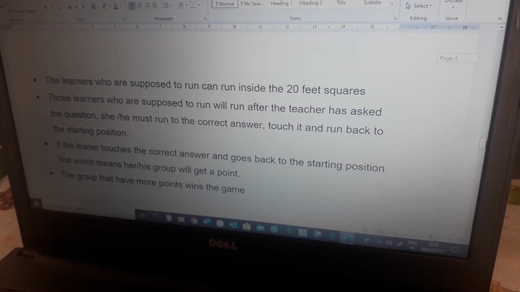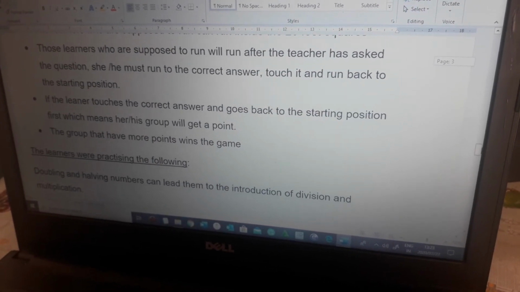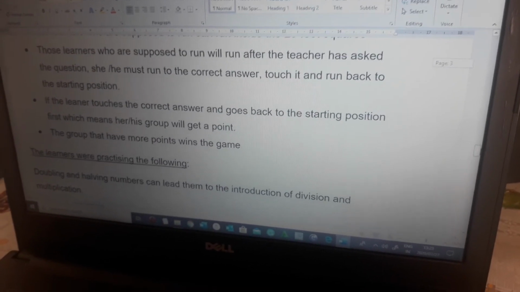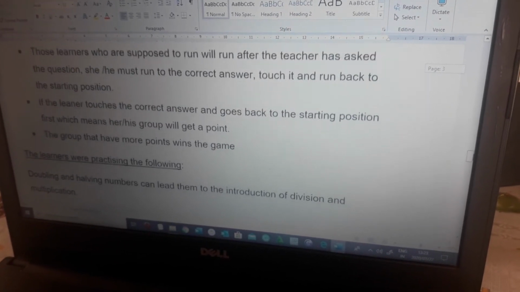If the learner touches the correct answer and goes back to the starting position first, which means his or her group will get a point. The group that has more points wins the game.